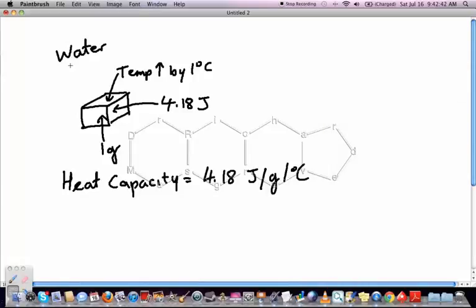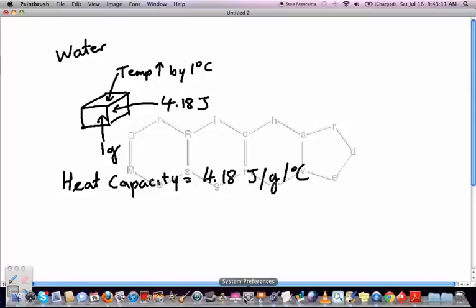If we take water, for example, water has a heat capacity of 4.18 joules per gram per degree Celsius. What that means is if we have a gram of water and we put 4.18 joules of energy into that gram of water, it will raise the temperature of that gram of water by 1 degree Celsius. So that's how we get the heat capacity with its units. It's 4.18 joules per gram per degree Celsius.